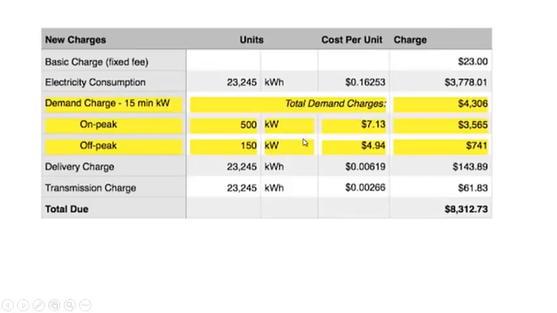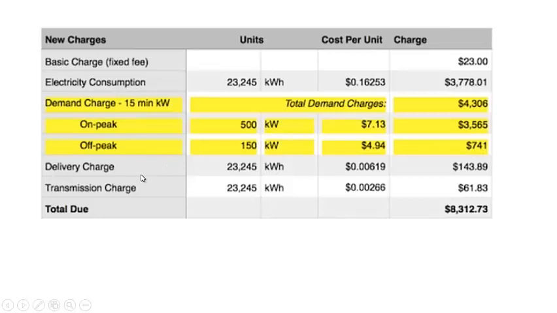So there are two peaks, and for these two peaks, or two maximum demands, it has two charges. For on-peak maximum demand, it is 500 and it charges 7.13 per kilowatt. This is for 4.94 per kilowatt. When you multiply these two, it comes out to be 3,565. When you multiply these two, it comes out to 741.